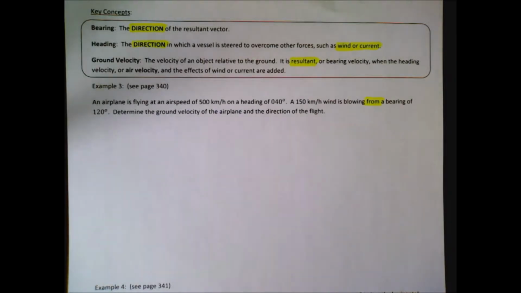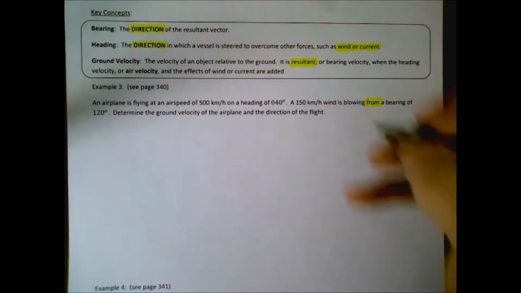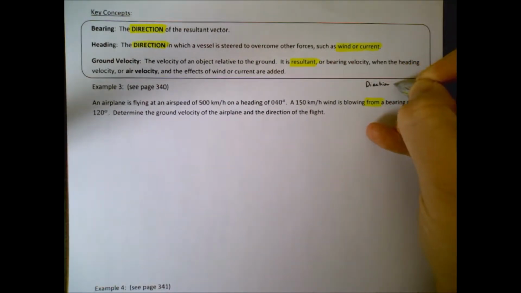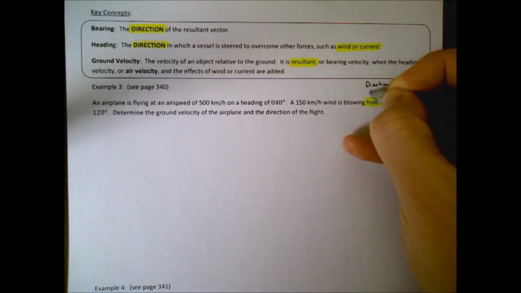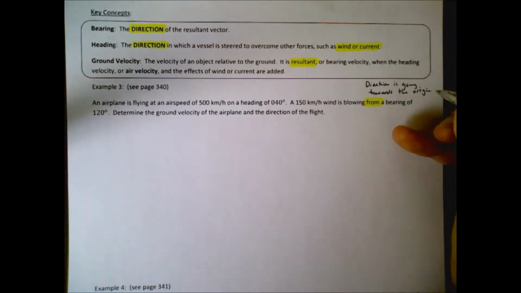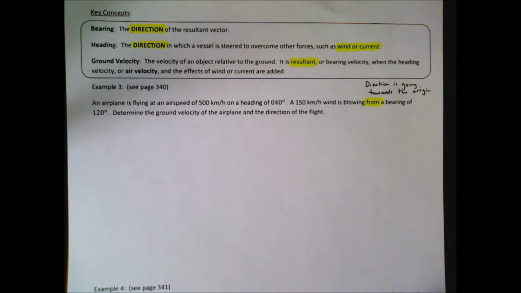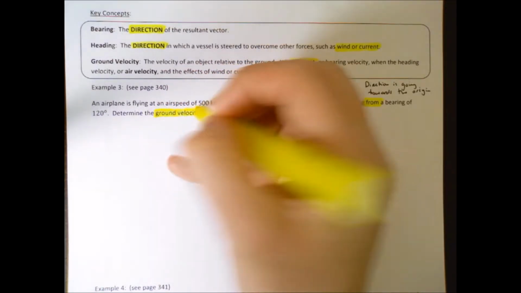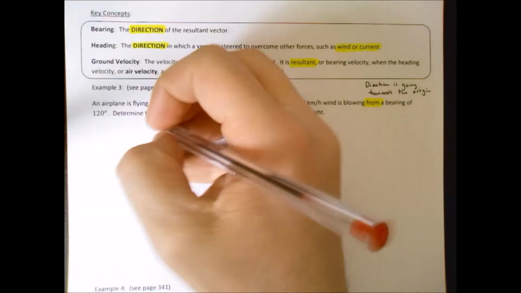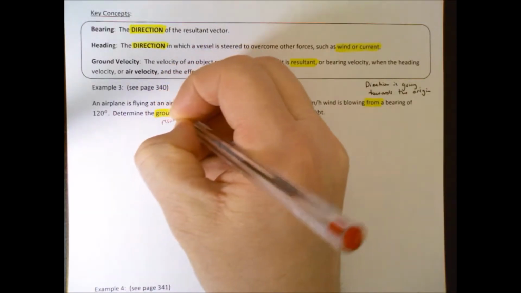From, what does that mean? That means the direction is going towards the origin. And you'll see why that's important when I draw my geometric vectors. Determine the ground velocity. So again, remember, ground velocity just means it's asking me for the resultant of the airplane in the direction of flight. So again, this is asking me for the resultant.